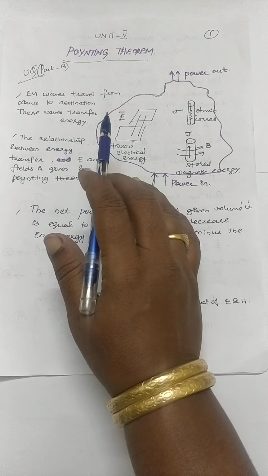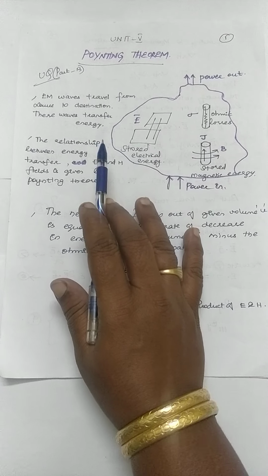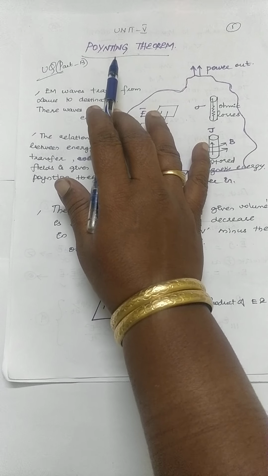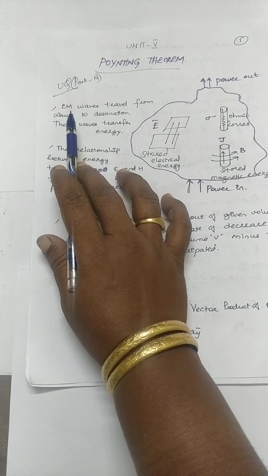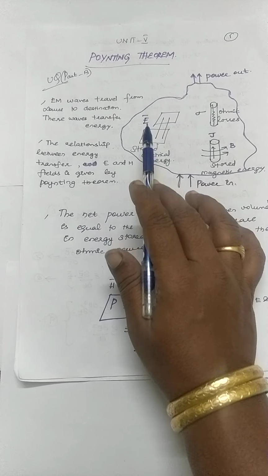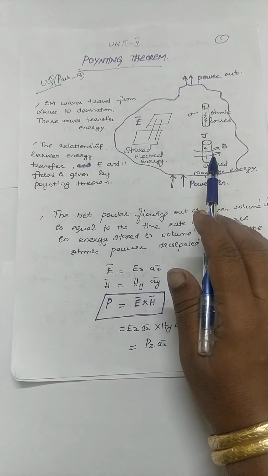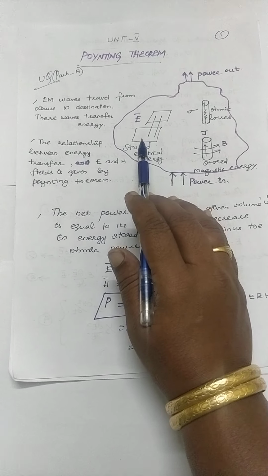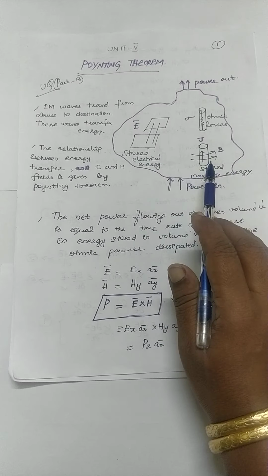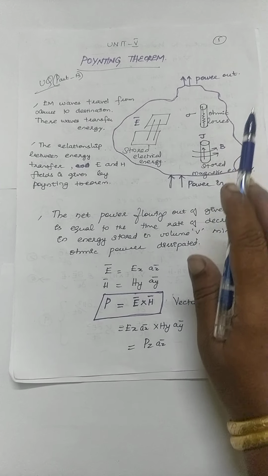The continuation of the concept of Maxwell's equations in unit 5 is preceded by the Poynting theorem. As the name indicates, it was identified by the physicist Poynting. So now we are considering a closed surface which encloses a capacitor, a resistor and an inductor. The capacitor, as we know, stores electrical energy, the inductor stores magnetic energy, and the resistor includes the ohmic losses.